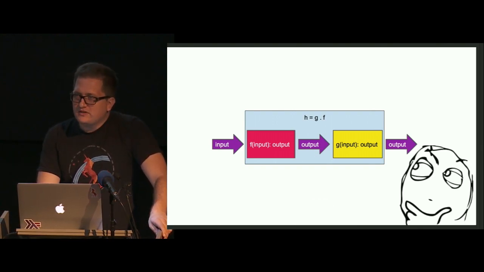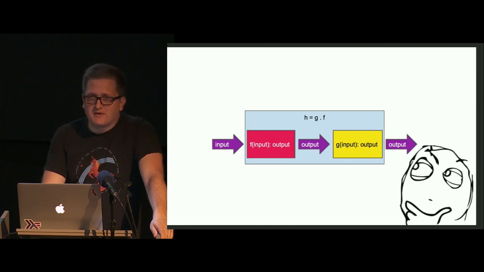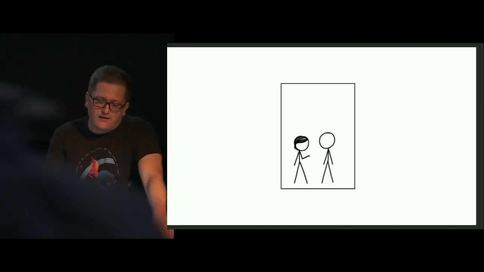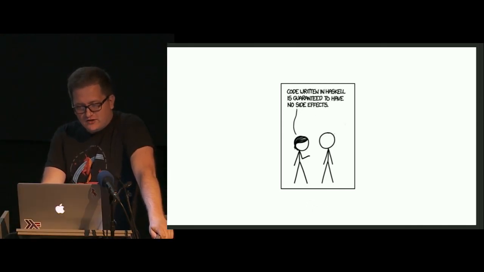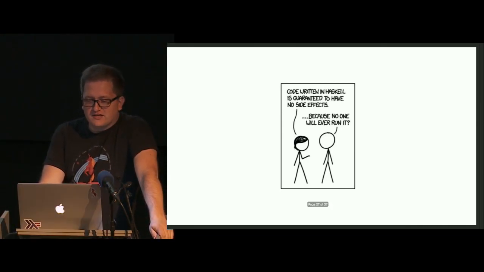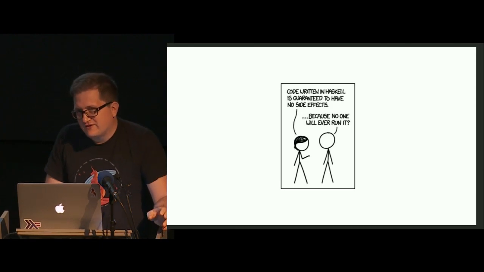So now the question would be, where's the catch, right? And there's this awesome comic I just love. The lady says, code written in Haskell is guaranteed to have no side effects. And the guy says, because no one will ever run it. And that's the thing about functional programming.